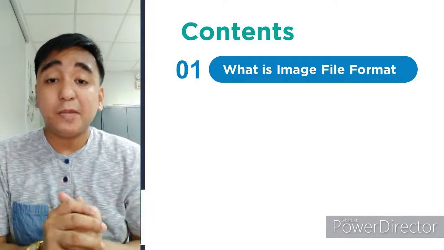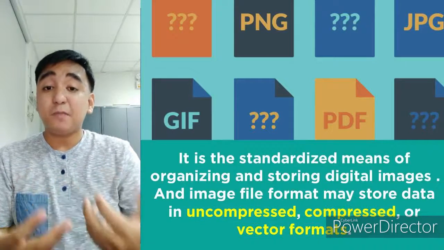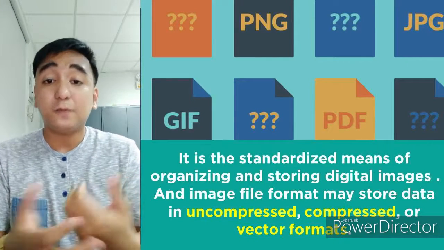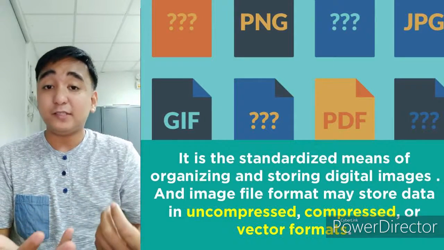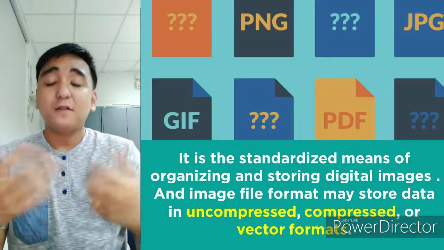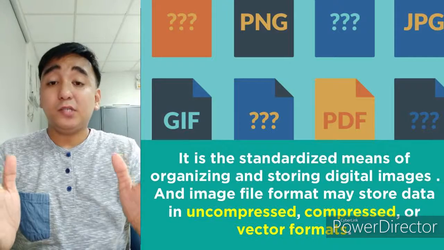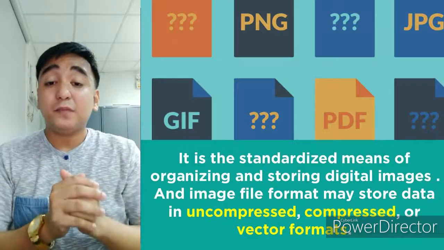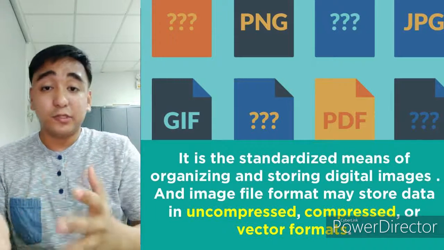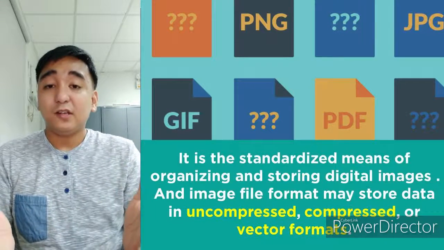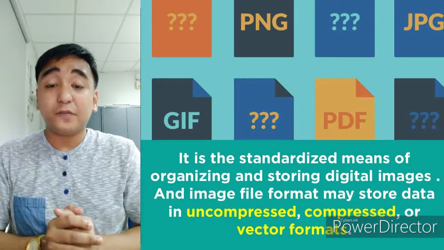So what do we mean by image file format? Image file format is the standardized means of organizing digital files. Image file format can be stored in either compressed, uncompressed, or vector formats. In simple words, organizing image file formats is just like organizing students in a particular classroom. You sort them according to their gender, according to their abilities, or sometimes according to their preferences.